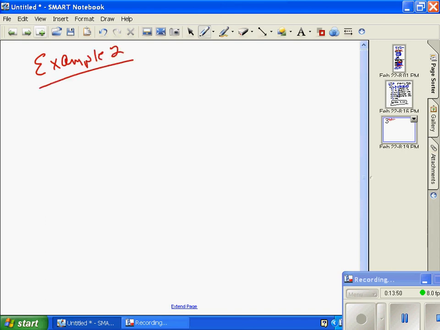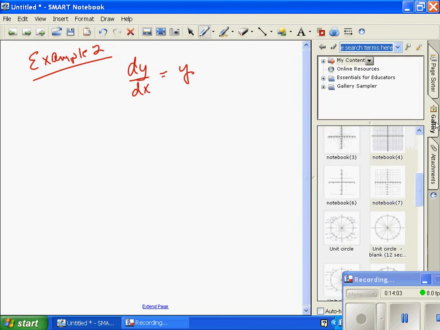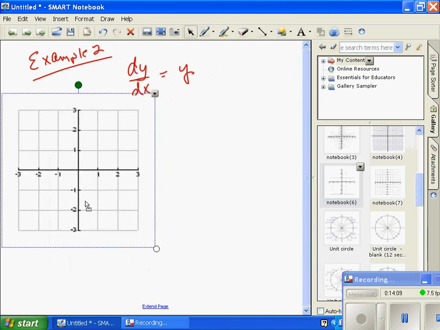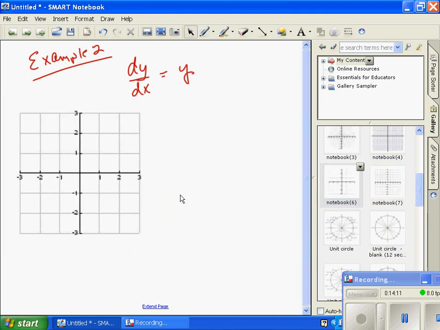Here's example 2. I have dy/dx equal to y, and I need to sketch that slope field. Now, you see a pretty big graph here, 5 by 5, and that's a lot. On an exam, you will probably not be given anything that large. So let's just do maybe a 3 by 3. If we just want to do that much of the graph, that would be fine with me.